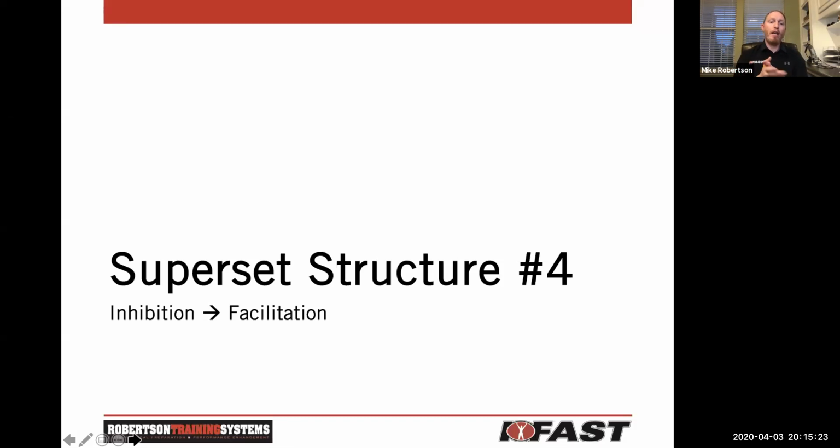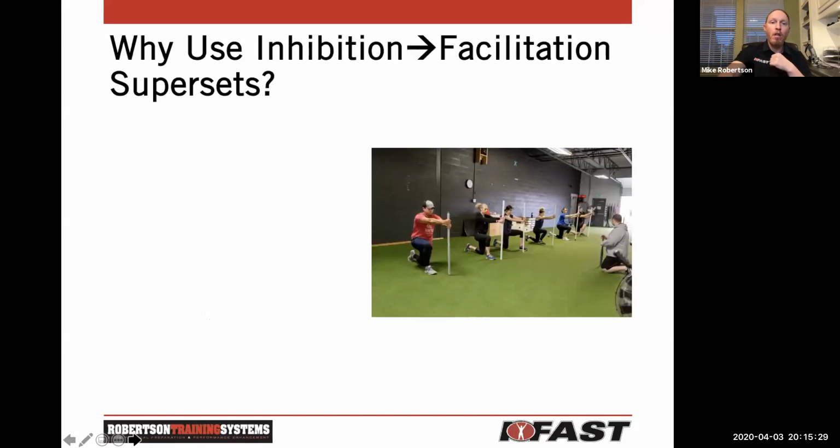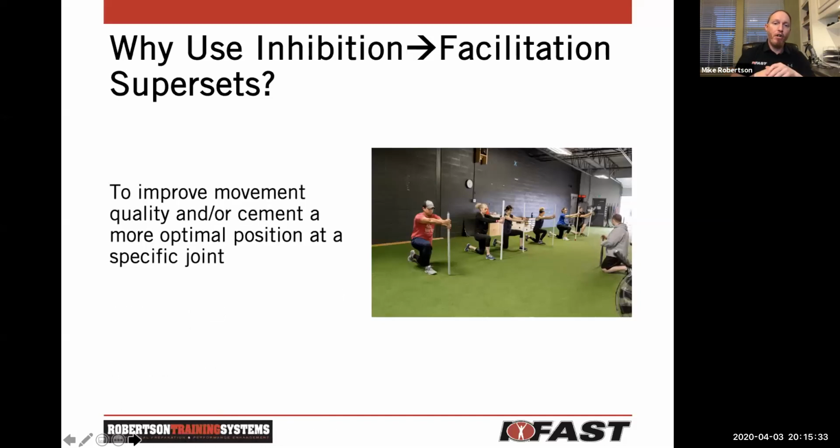So this first one is very simply an inhibition to a facilitation exercise. So why would we use a superset like this? And I'll give you examples here in a minute. But the way I think about this is an inhibition to facilitation superset is there to improve movement quality and/or to cement a more optimal position at a specific joint.